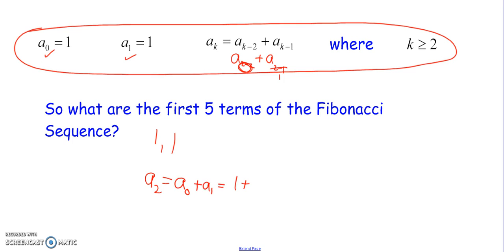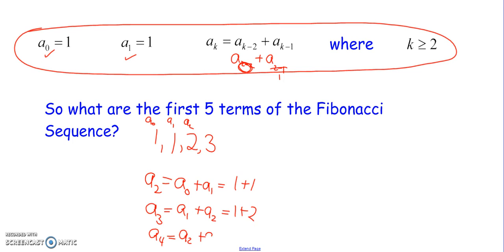So that would be 1 plus 1. The third term in the Fibonacci sequence would be 1 plus 1, which is 2. To get A3, I would need to do A1 plus A2. Remember, here's A0, A1, A2. I would need to add up 1 plus 2 and end up with 3. To get A4, I would need to do A2 plus A3, and that would be 2 plus 3, which is 5. And now you're starting to notice a pattern.